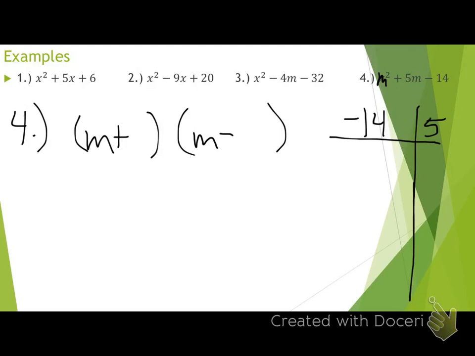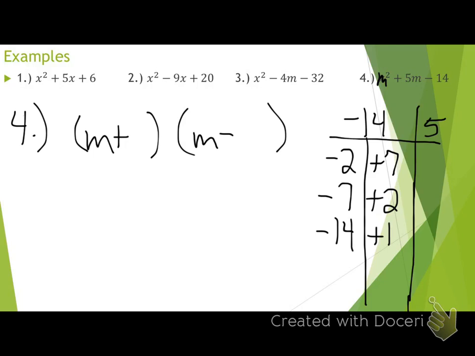Okay, let's fill out our T chart. What are some numbers that multiply to give me -14? -2 and +7. What else? -7 and +2. -14 and +1. -1 and +14. Is that it? Yes. What's -2 plus 7? 5. Does that give me what I want? Yes, it does. We did it. Questions there?